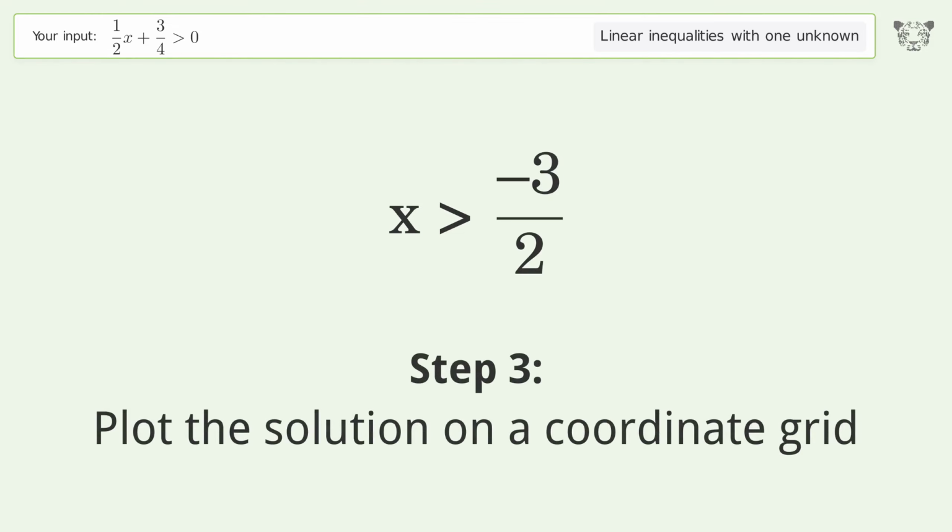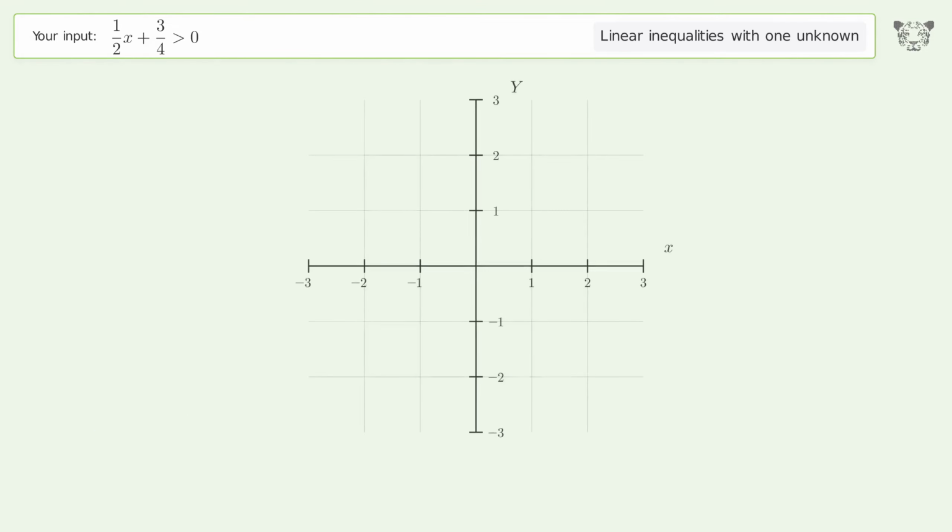Plot the solution on a coordinate grid. And so the final result is x greater than -3/2 greater than -11/2.